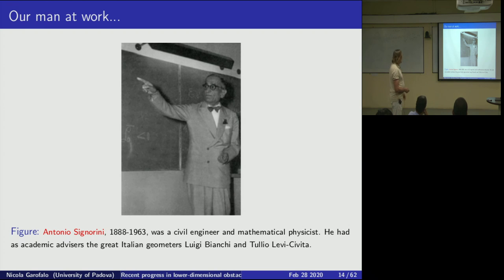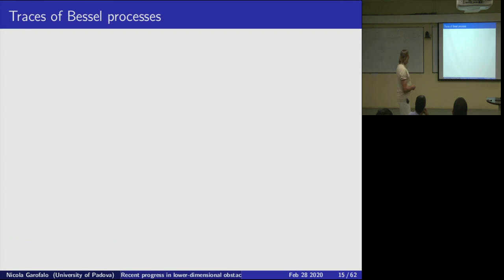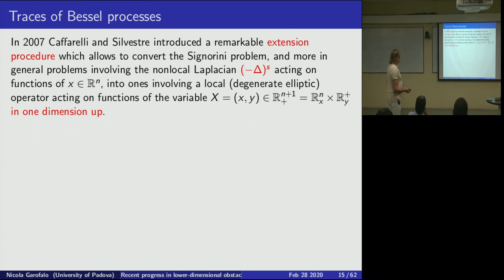And he was a student of two big guys in Italy, the two Italian geometers, Luigi Bianchi and Tullio Levi-Civita. But he was an engineer, mainly, who knew a lot of math. So in 2007, Caffarelli and Sylvester introduced a remarkable extension procedure.